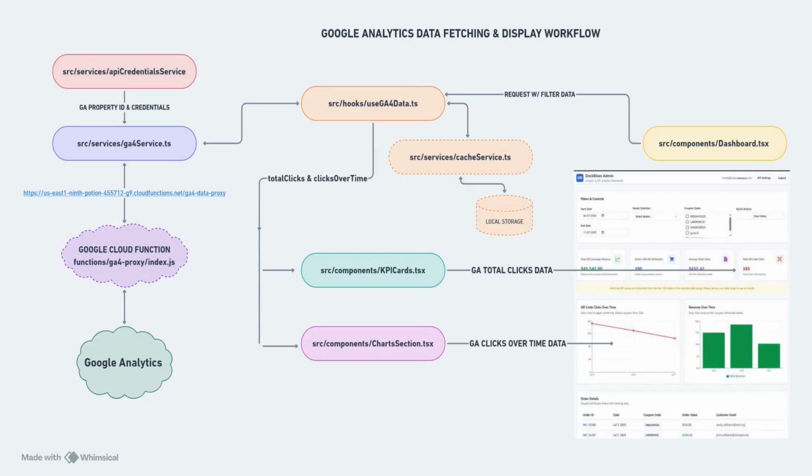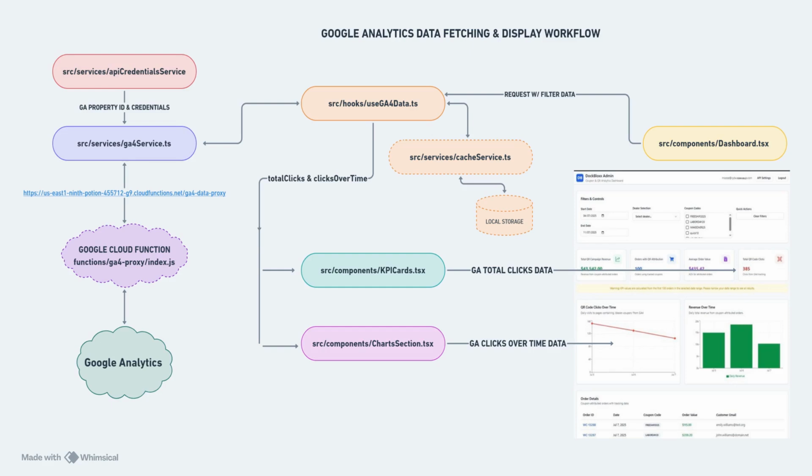Alright, and now we're diving into the Google Analytics data flow, and this one's a bit more complex than our WooCommerce setup. This is where we had to get creative to solve the CORS problem that was blocking our direct API calls. Dashboard.tsx calls our useGA4Data.ts hook. This is our specialized brain for handling all Google Analytics operations.